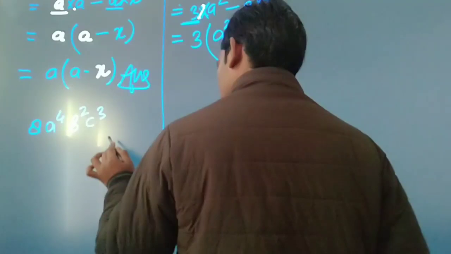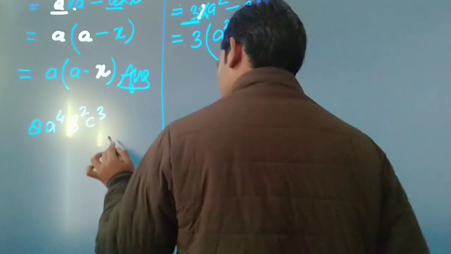Now solve it. We get 2 to the 4, a square b square c cube, and here we get 2a square plus 3, which is the required result. So in this way we can solve such type of question, and I hope the solution is clear to everyone.